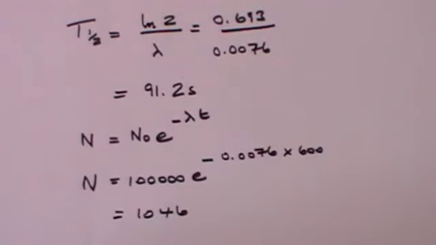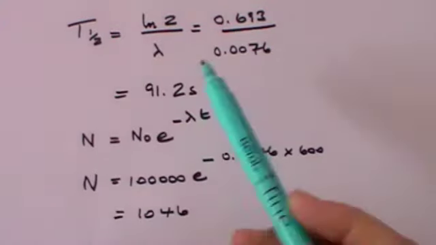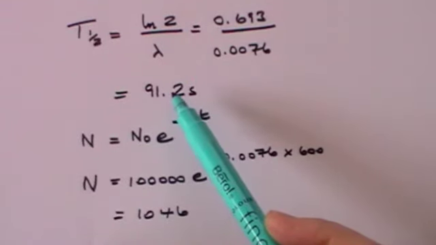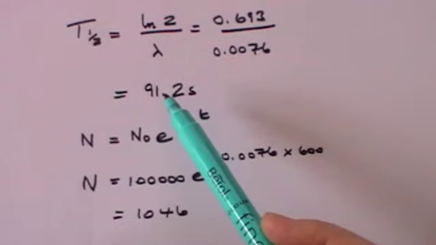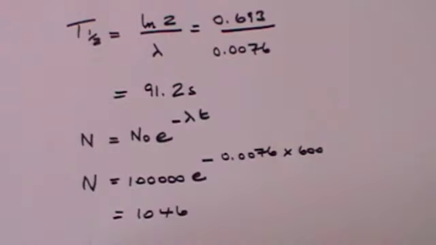1046. And to give yourself an idea of whether that is reasonable or not, remember, it halves every about 90 seconds. So how many 90 seconds are there in 10 minutes? Well, that's about 6.5. So if you think there were 100,000 originally, after the first half-life there will be 50,000, after the second there will be 25,000, after the third there will be 12,500, after the fourth there will be about 6,000, after the fifth there will be about 3,000, after the sixth there will be about 1,500, and after the seventh there'll be 750. So it's somewhere between 1,500 and 750. So that's probably about right.